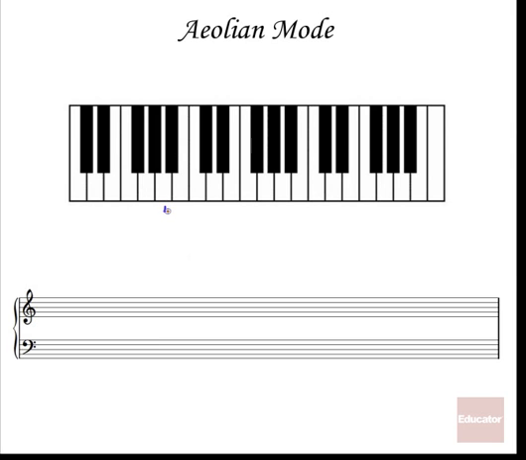Okay, now we are at A to A, which is the Aeolian mode, and it's exactly the same as the natural minor scale, so there's nothing different to note here.